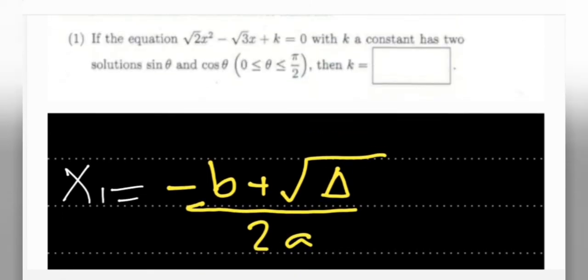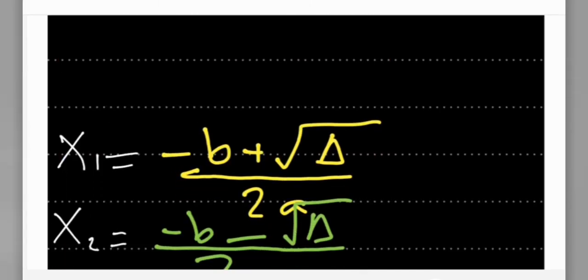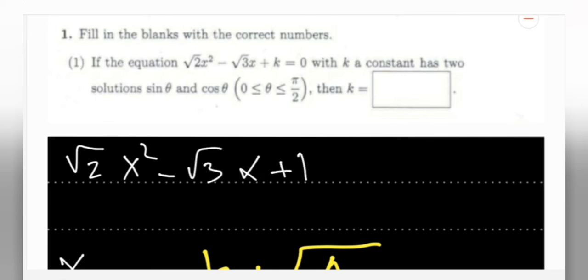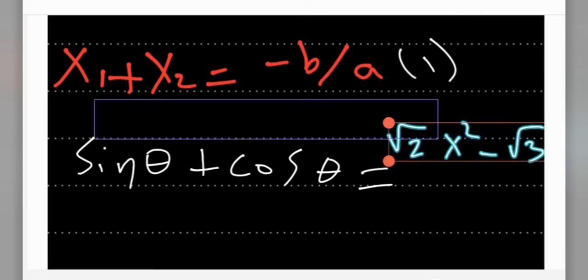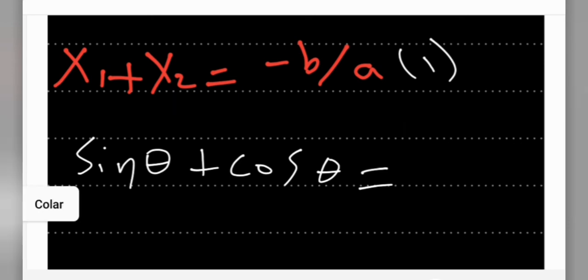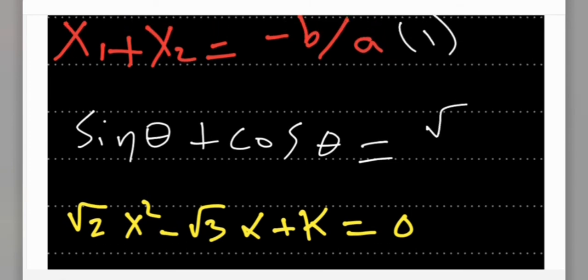I need some space, so let me cut this and put it over here. Okay, so let's write it over here: square root of 2 x squared, the square root of 2 is going to be a, minus square root of 3, which is representing b, plus k is equal to 0. So look, let's take now the minus b. Well, it's minus square root of 3, so square root of 3 divided by a, square root of 2. So this is a relation.